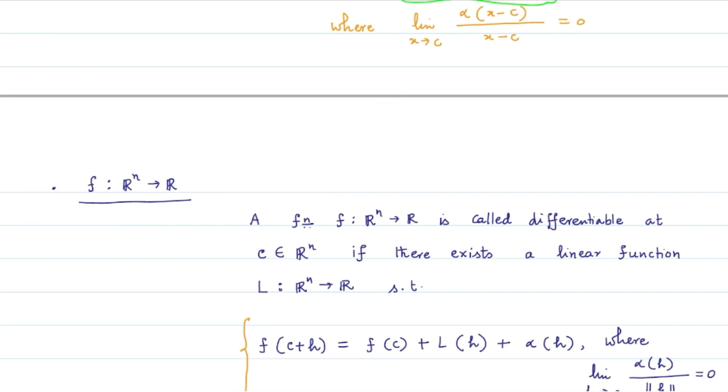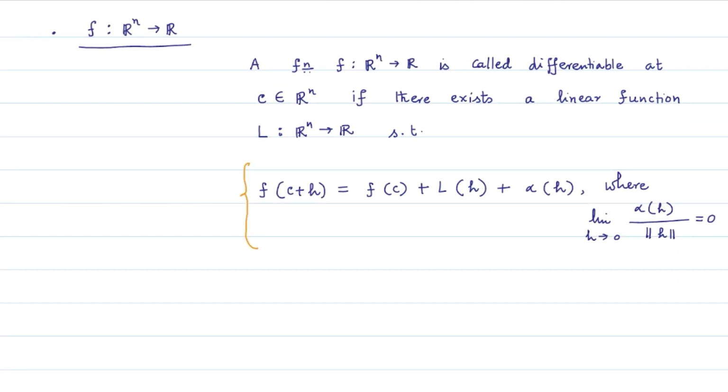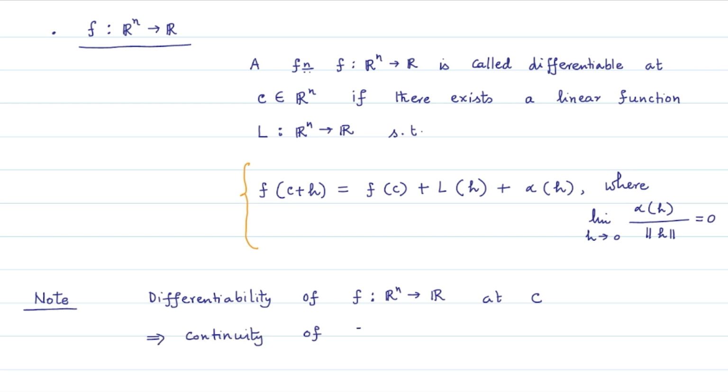Now from this definition of differentiability of a function of several variables, it is immediate that differentiability of a function of n variables at a point c implies continuity of the function f at c, because simply in this equation you take the limit as h tends to 0 on both sides, you will get the limit as h tends to 0 of f(c+h) is equal to f(c), and hence the function f is continuous at the point c.